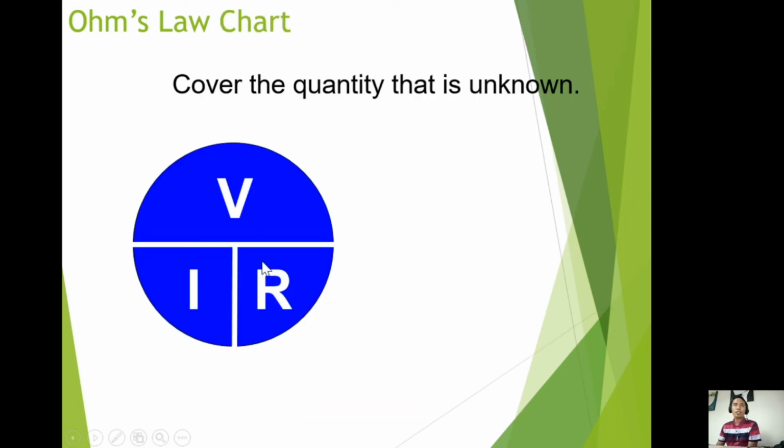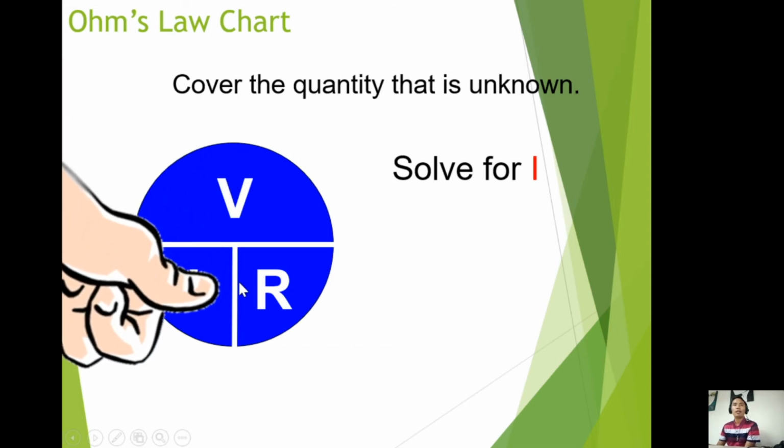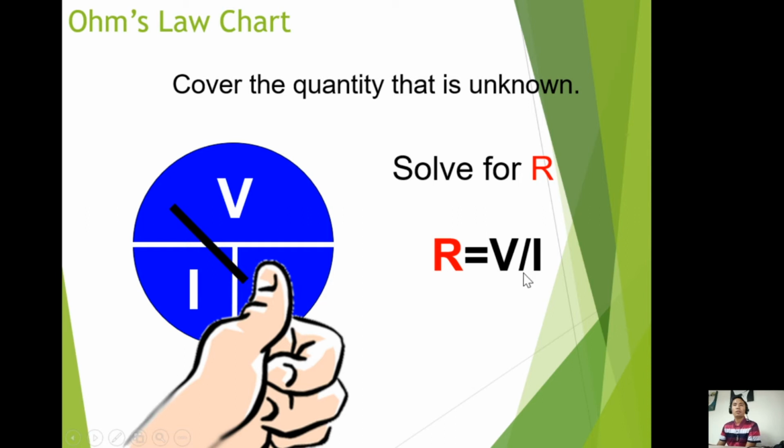Ohm's law chart. Here you can see the relationship of the variables. Cover the quantity that is unknown. If voltage is unknown, cover the V and then multiply, so V is equal to IR. If I is unknown, then cover the I, so V over R. If R is unknown, then cover that one, so V divided by I.